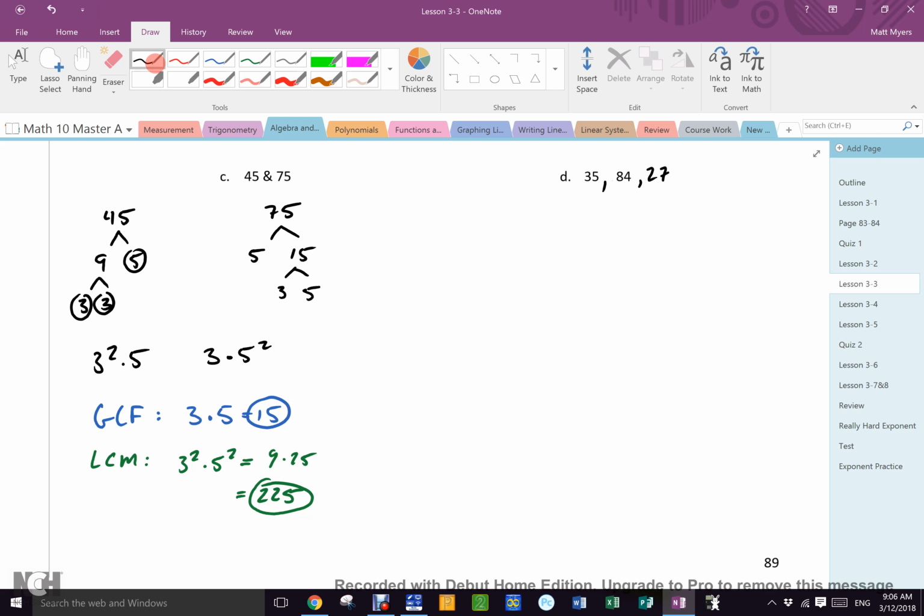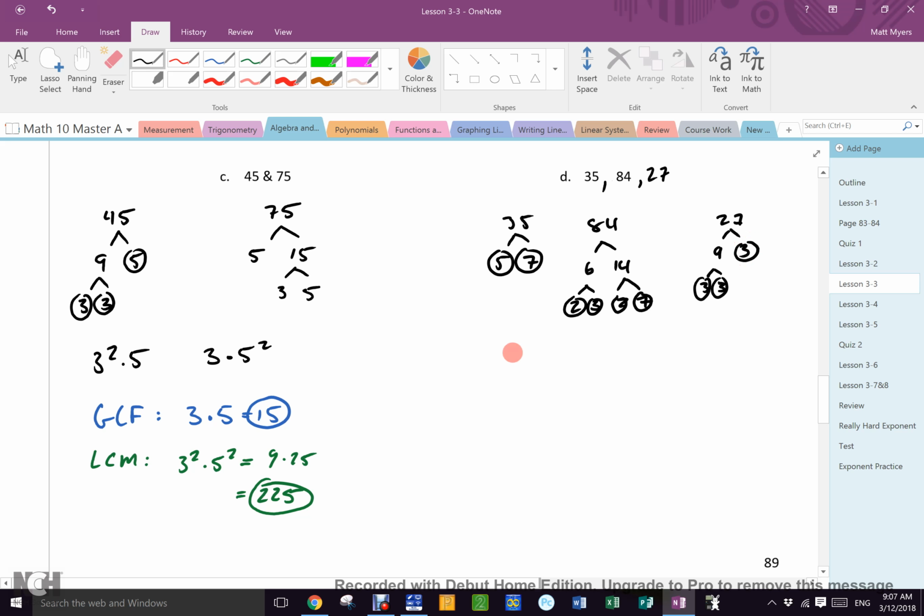Do you think anything changes when we have 3 numbers? No. We just have to make how many factor trees? 3. And then we're going to have 3 lists, right? So let's do so. 35 is what? 5 and 7. Oh, that was an easy one. 84 is what? 6 and 14. Cool. Then what? 2 and 3 and 2 and 7, right? So 2, 3, 2, 7. And 27? 9 and 3, 3 and 3, right?